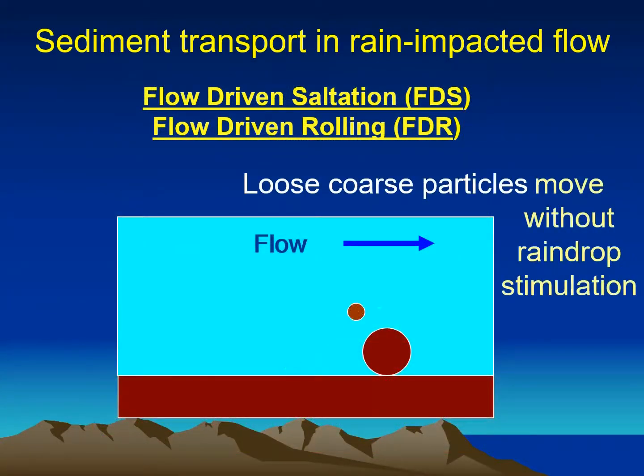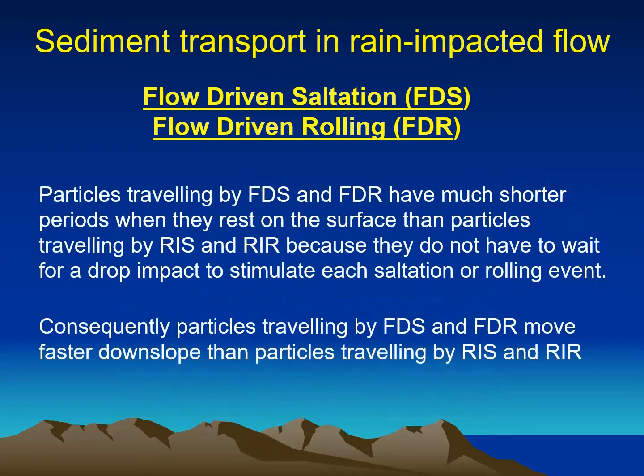When flow-driven saltation and rolling occurs, the loose coarse particles that have been detached by raindrop impact move without further stimulation by raindrop impacts. Flow-driven saltation and rolling are much more efficient transport processes than raindrop-induced saltation and rolling, because the particles move without having to wait for raindrops to stimulate that to happen.